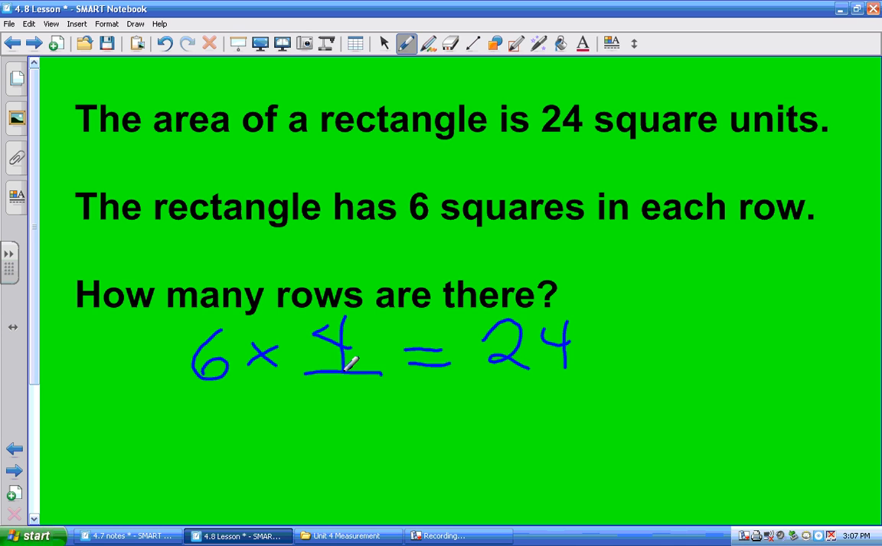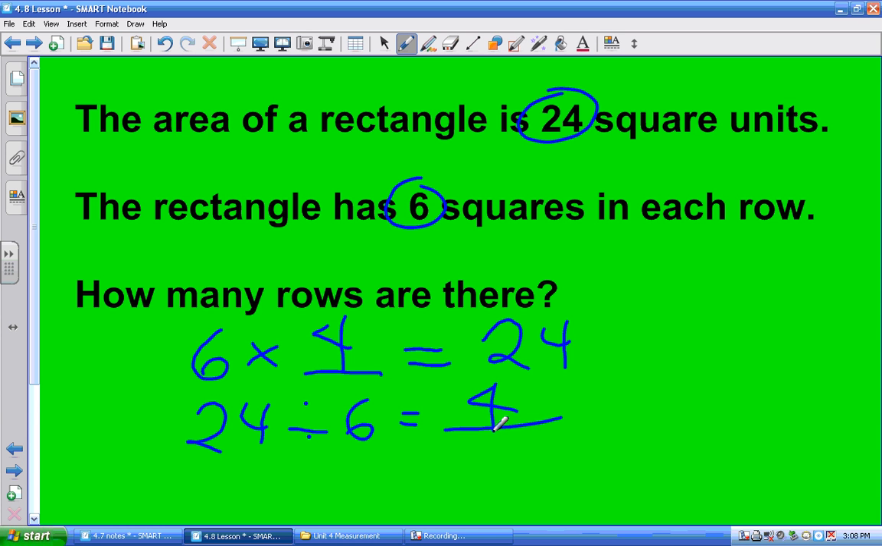Now, when we talk about fact families, what is one of the facts, remember the relations? What's the dividing relation for this statement here? Sydney. 24 divided by 4 or 24 divided by 6. All right, now we were given 6 and 24, so let's use 24 divided by 6, and that will tell you how many you have. So that is a 4.